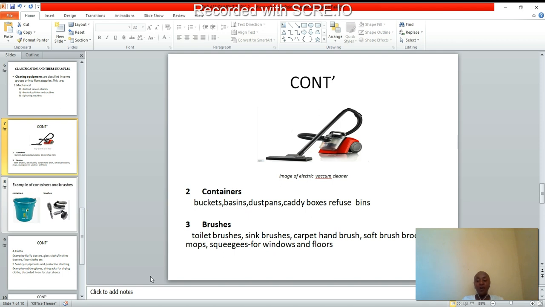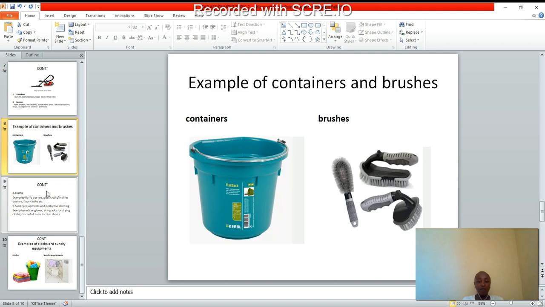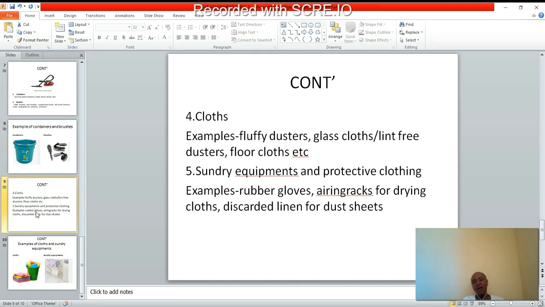Number three, we also have brushes. Brushes include toilet brushes, sink brushes, carpet brushes, soft broom brushes, mops, squeegees for windows and floors. And we also have in the slide that is coming next examples of brushes and also an example of a container.